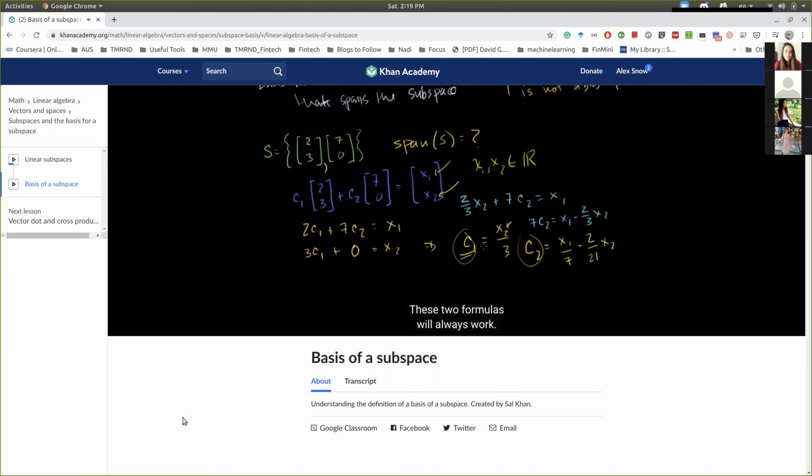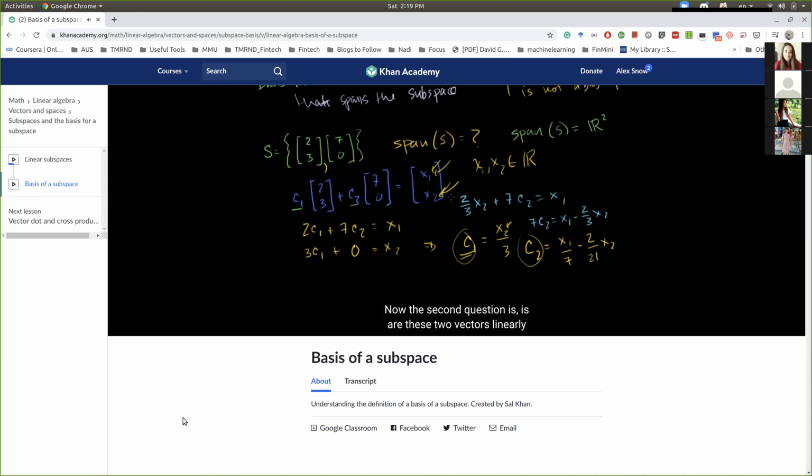So you give me any x1 and any x2, I can always find you a C1 and a C2, which is essentially finding a linear combination that will equal your vector. So the span of S is R2. The span of S is equal to R2.